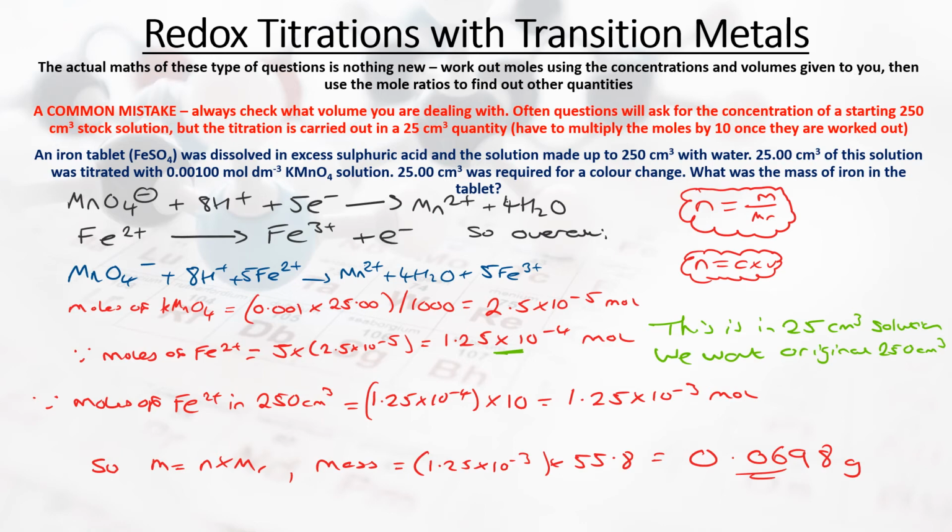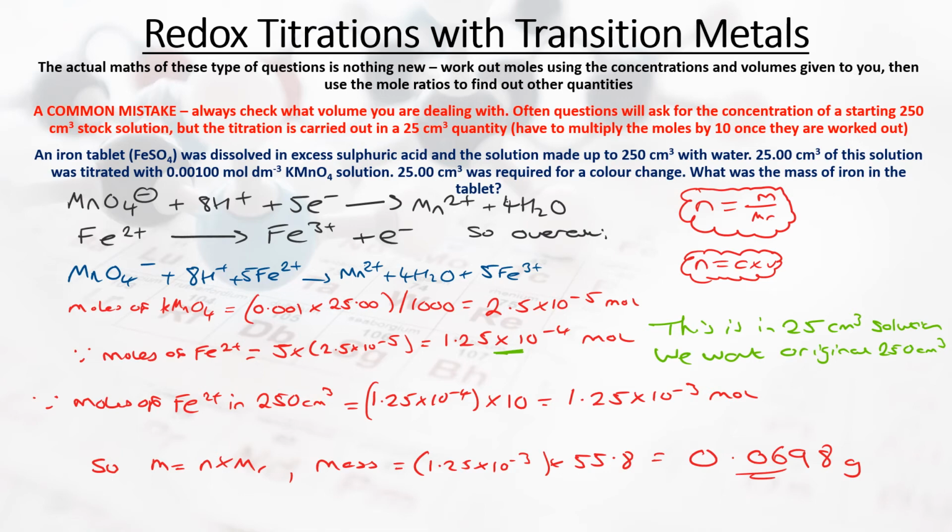Often questions will be worded in the way that they will sort of take you through how these redox titrations work, and they will ask you for the concentration of a starting 250 centimetre cubed stock solution, for example. But typically the titration is carried out using a 25 centimetre cubed portion of that stock solution. So you created your stock solution, you've then taken a small quantity, 25 centimetres cubed, out of that to do the titration with.